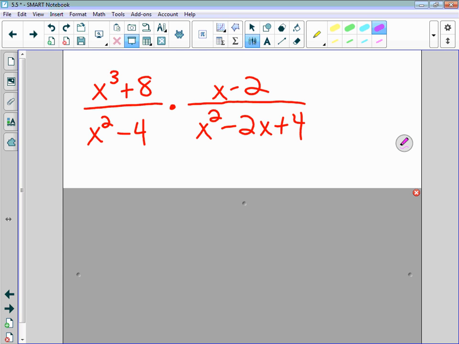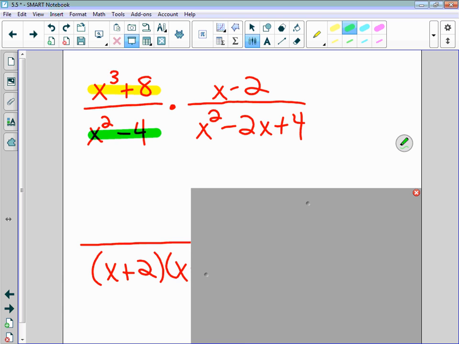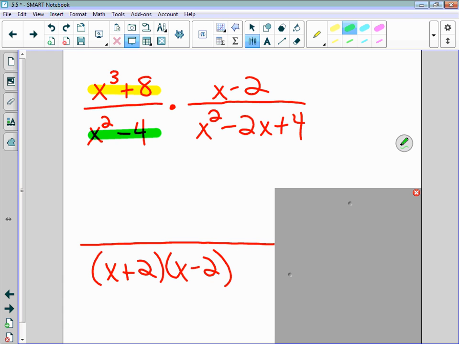The x cubed plus 8, we do have to recall how to factor that. And I'm also going to look at this x squared minus 4. So the x squared minus 4 is just a difference of two squares, so that factors into x plus 2, x minus 2. The x cubed plus 8, remember that factors into a binomial times a trinomial, so we have a total of 5 spots to fill there.